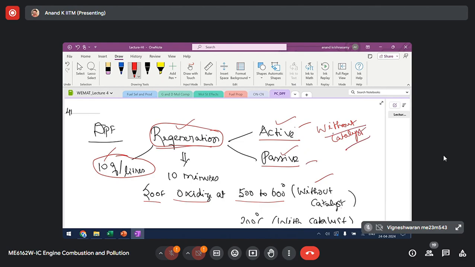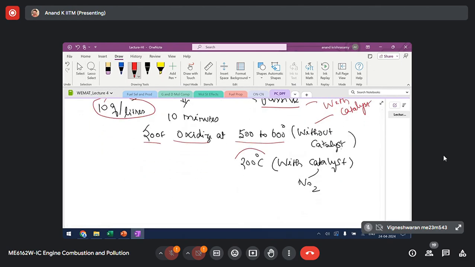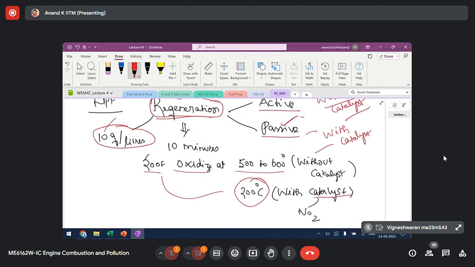In the passive regeneration option, you are going to use a catalyst. The advantage of using a catalyst is that there is a significant drop in the temperature required to oxidize soot. In the presence of a catalyst, you can oxidize soot at a temperature as low as 200 degrees Celsius. That's why passive is generally the preferred option for regeneration rather than active, because you need a high temperature in the active option.